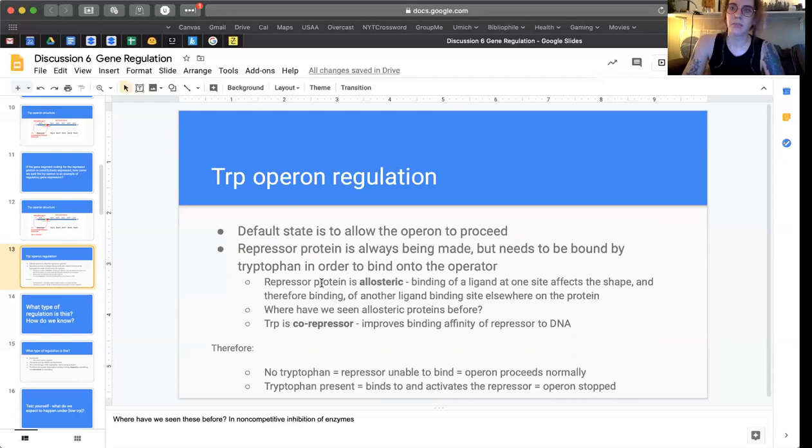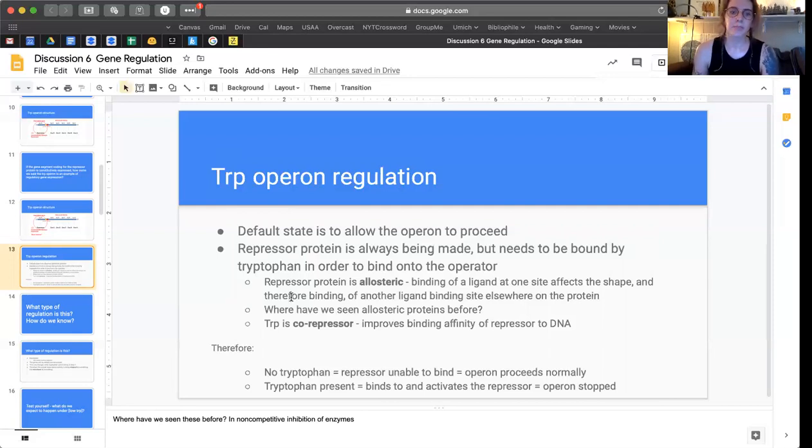So similarly, the repressor protein, even though it has a binding site for the DNA, is going to have a separate binding site elsewhere on the protein that will bind another ligand, which in this case is tryptophan. And when that ligand binds to the repressor protein, the conformation of the entire repressor protein is going to change in such a way that the shape of the DNA binding site is also going to change, in a way that it either prevents or enhances the affinity for binding to the DNA.